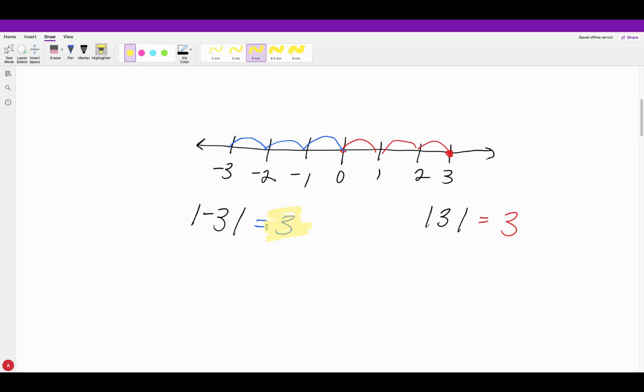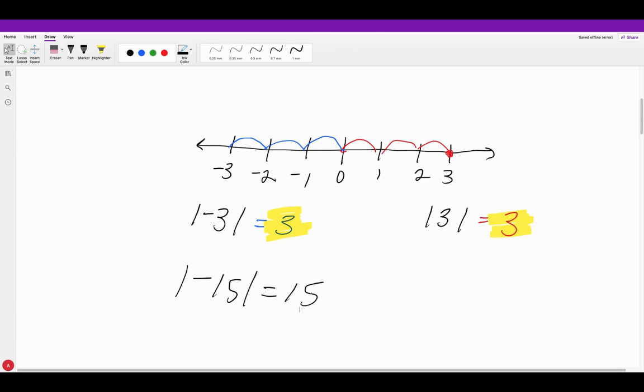This is a really, really important thing that you need to understand: when we're talking about the absolute value of numbers, it's saying how far away from 0 we are, so it's always giving our answers as a positive number. The absolute value of 3 gives us 3, and the absolute value of negative 3 also gives us 3. And that goes for all of our numbers. The absolute value of negative 15 is equal to positive 15 because we're 15 units away, so our distance is 15. And the absolute value of positive 15 is also equal to 15 because it is 15 units away from 0.